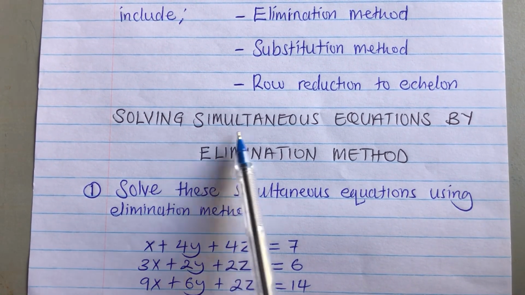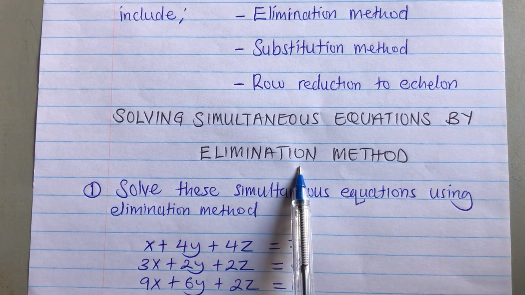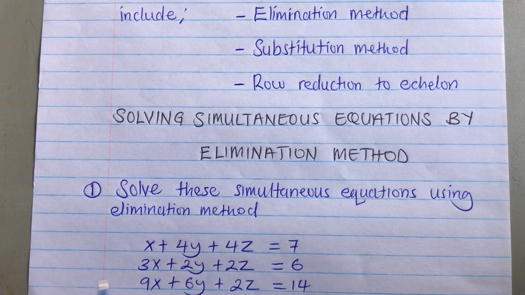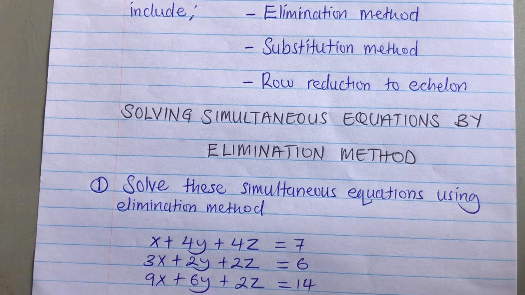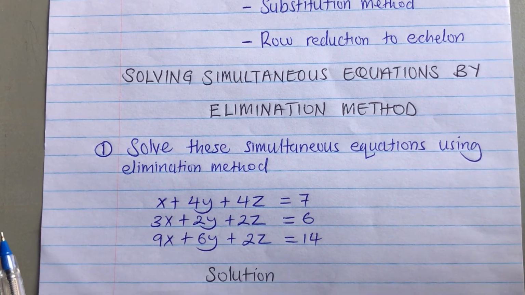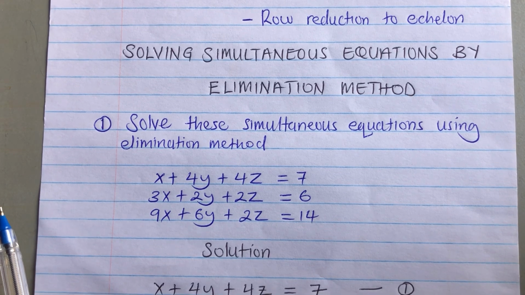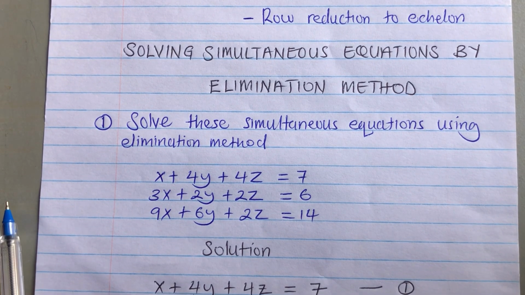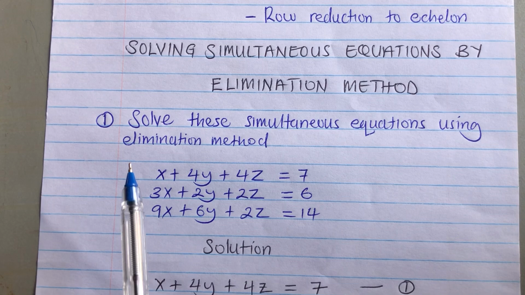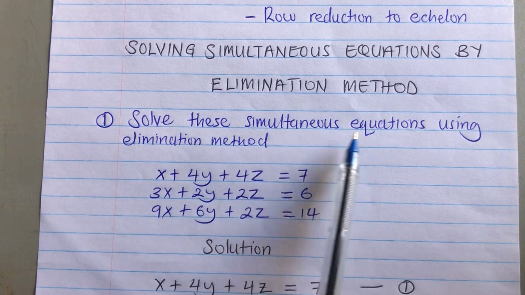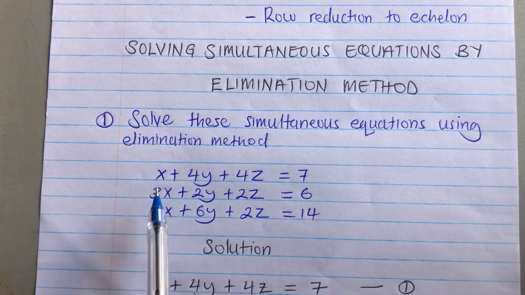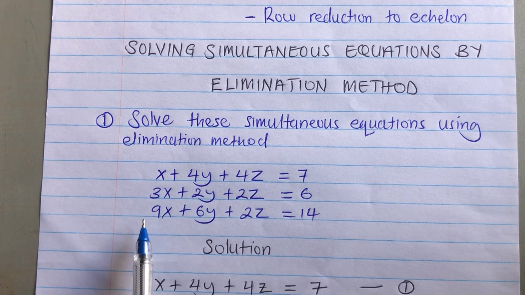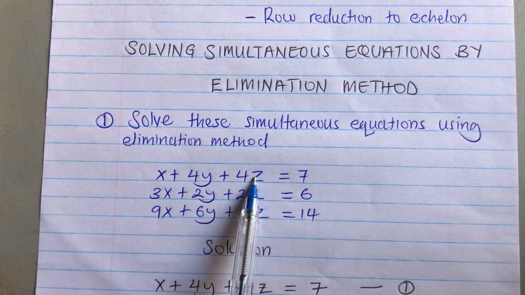Solving simultaneous equations by elimination method. Let us go through this example together and see the steps that are followed when solving simultaneous equations using elimination method. The question says, solve these simultaneous equations using elimination method. We have three equations having three variables, x, y, and z.